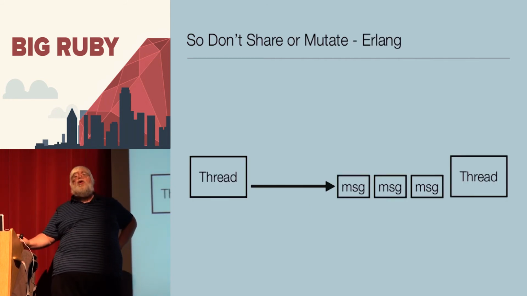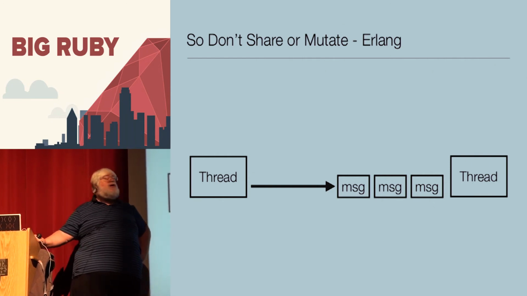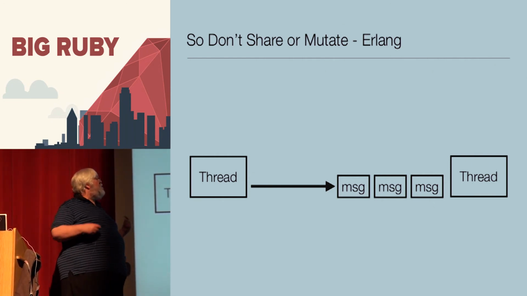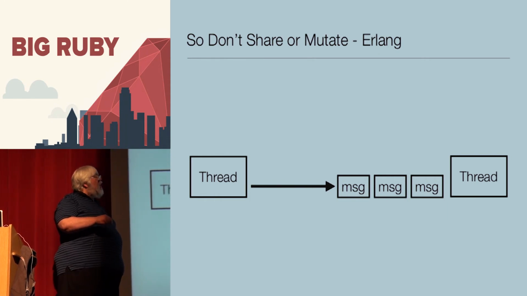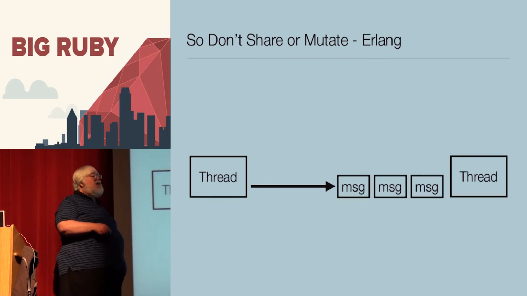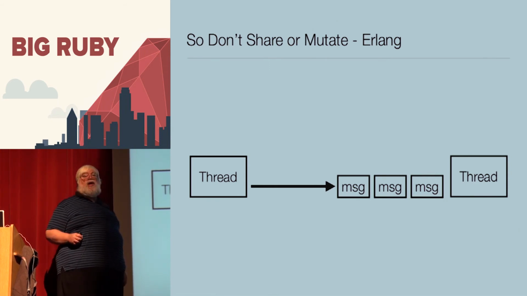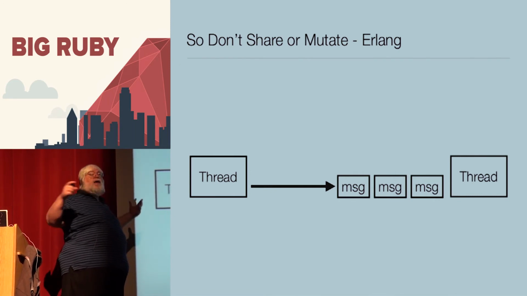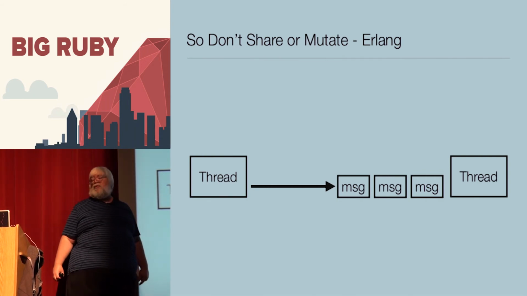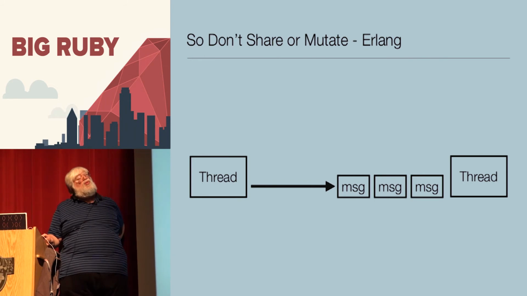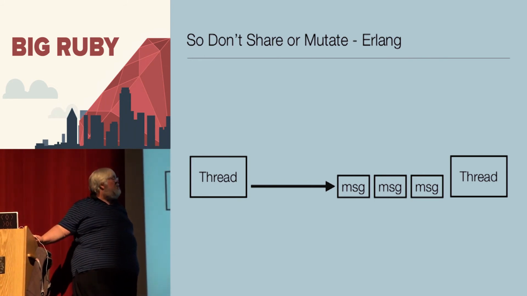Erlang says, OK, we won't mutate and we won't share. So all communication in Erlang between threads happens by putting little tiny messages on a message queue, and then the thread sits and reads its mailbox and says, OK, now I'm doing this, now I'm doing this. So within an Erlang process, it is handling one message at a time, but parallelism is going on because the communication is by message back and forth between processes. And that turns out to be a really good model.